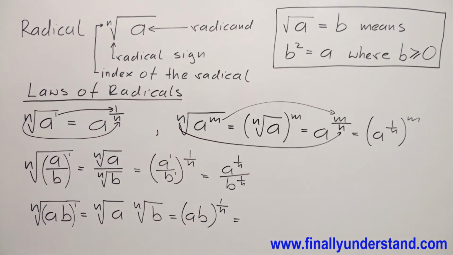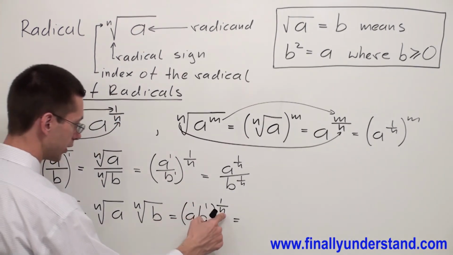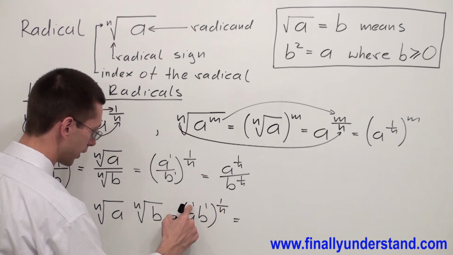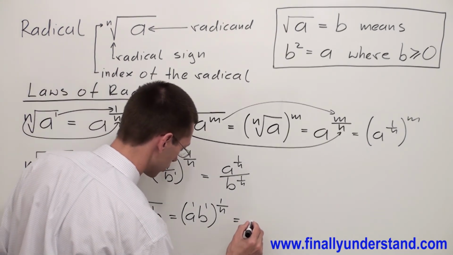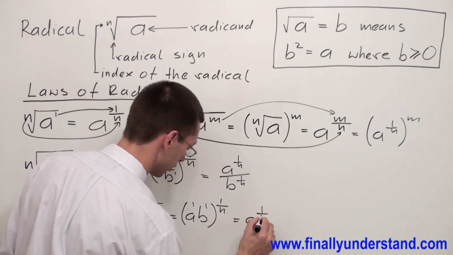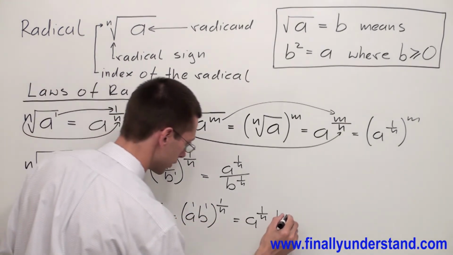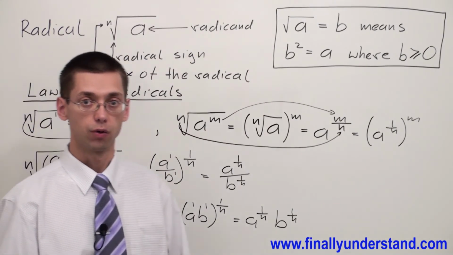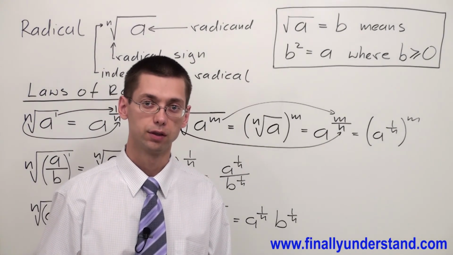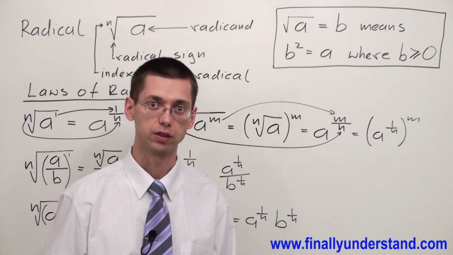Remember, we spoke about exponents, and we said anytime we have a product raised to a power, we have to multiply every internal exponent by the external exponent. That's why I'm going to say a to the 1 times 1 over n is just 1 over n, and I have b to the 1 times 1 over n is just 1 over n. As you can see, radicals are nothing else but exponents, but rational exponents. Exponents which are expressed in fractions.